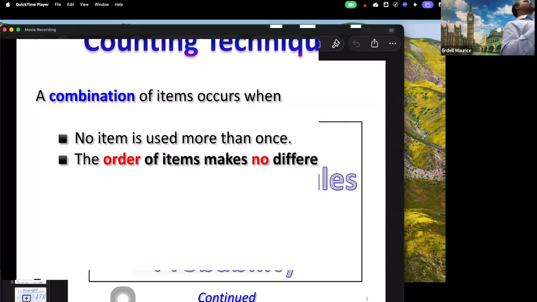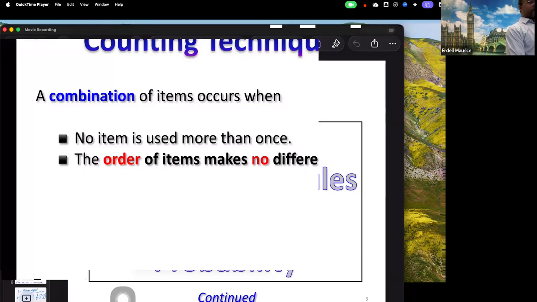Does it matter if you get chosen first to be on the committee or last to be on the committee? No, it's going to be the same committee of the same 5 people, right? It doesn't matter which order we pick them. We just need to have it as a group, yes? And so when we are looking at a combination, we don't care about the order, we care about the group.